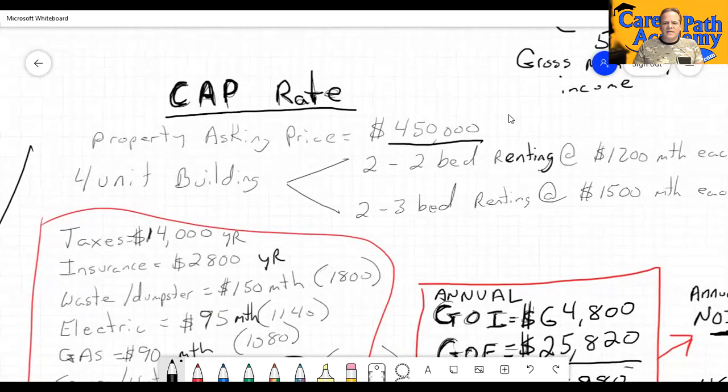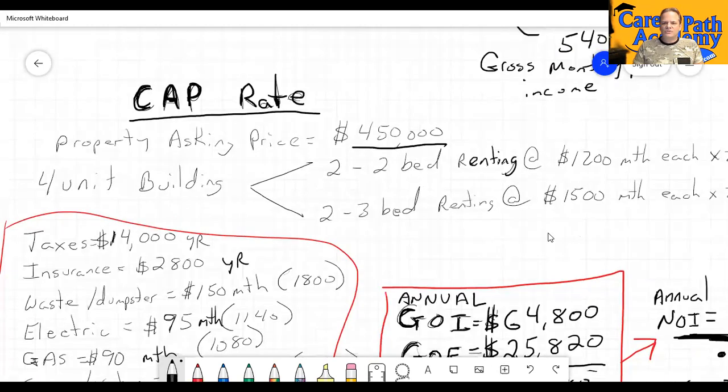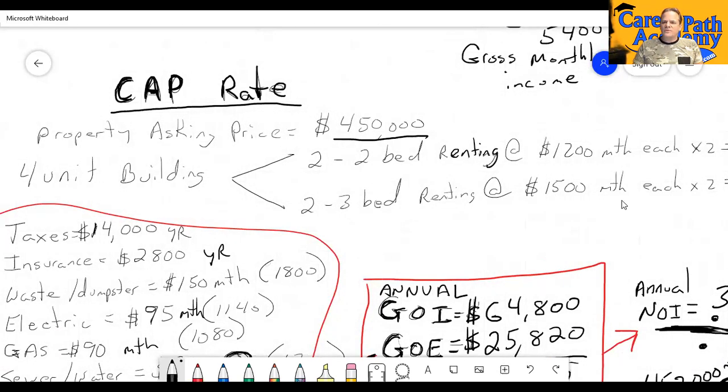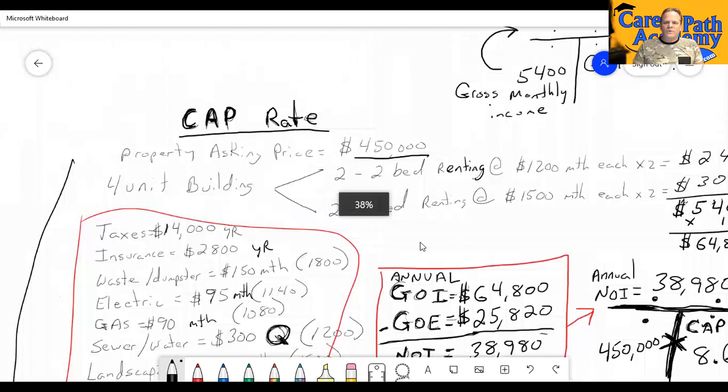So here's one that says, if the property's asking price is $450,000 and it's a 4-unit building, has 2 2-bedroom units and 2 3-bedroom units. The 2 bedrooms are renting for $1,200 a month each, and the 3 bedrooms are renting for $1,500 a month each. What would the cap rate on this property be?